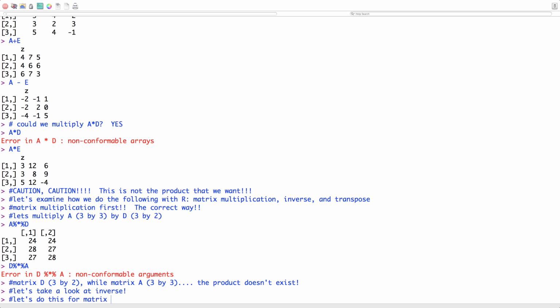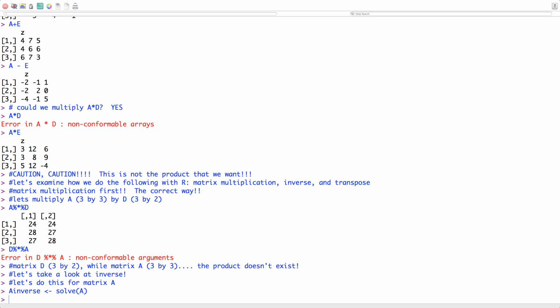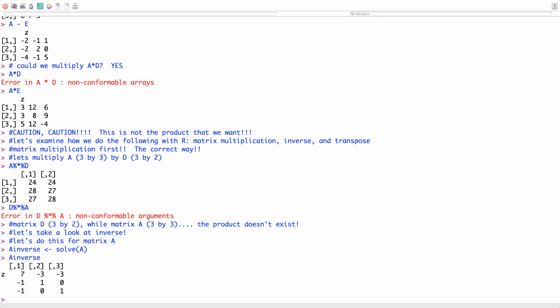For matrix A, now we need a square matrix. The way we do the inverse is kind of weird. So let's go A inverse is going to be solve A. So A inverse is this matrix right here.